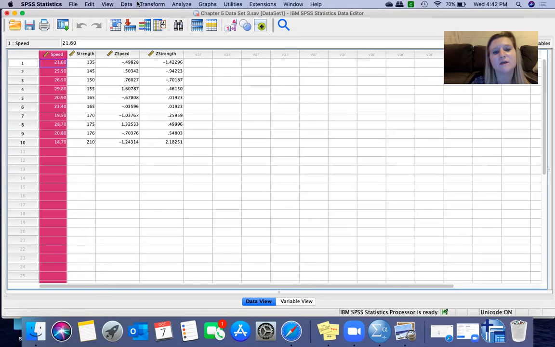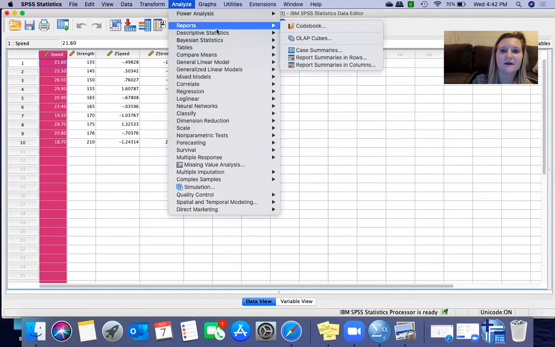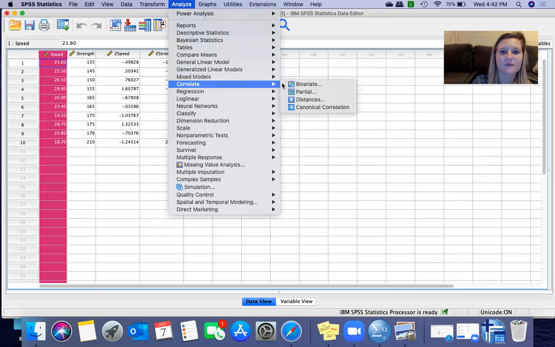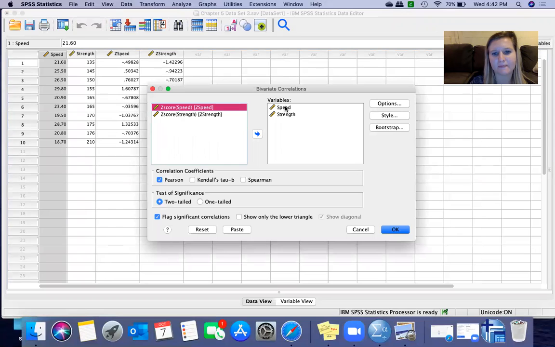To run your correlation, you will go to Analyze, Correlate, and Bivariate. Bivariate just means that we're running a correlation with two variables, which is what we're doing here. I'll click on Bivariate. I've already got my variables moved over, but if you don't, you'll move your variables, speed and strength, over into the variables section. You'll notice Pearson correlation is already checked off. That's the only correlation we're going to run. So we can just leave Pearson checked off and not check off anything else.